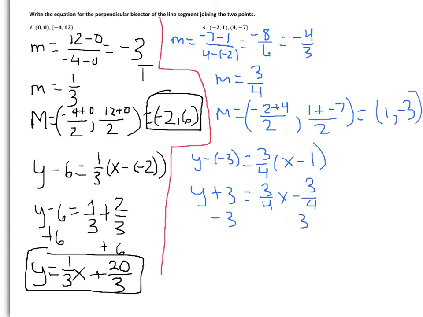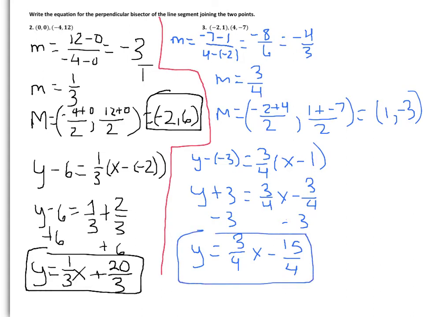Subtract the 3. Y equals 3/4 x minus 15/4. There's the perpendicular bisector, there's the midpoint. So perpendicular means 90-degree angle, bisector means cuts it in half. That's why it goes through the midpoint. Okay?